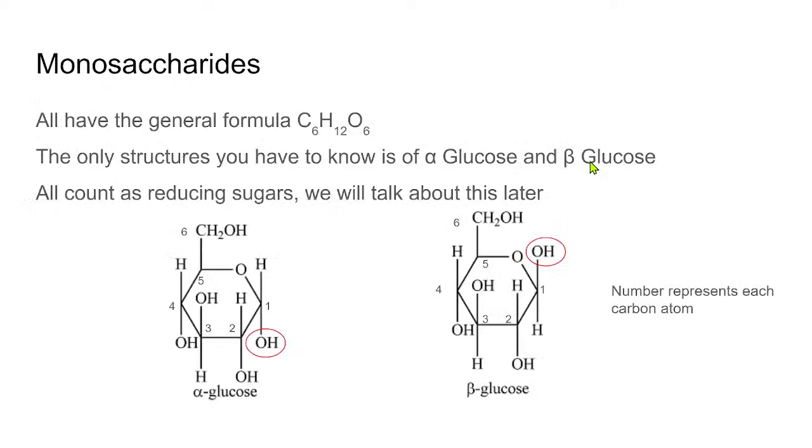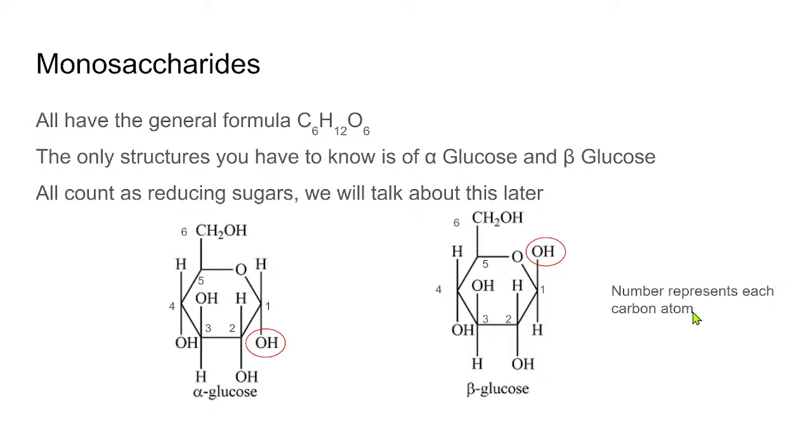But going on to monosaccharides. All of them will have your general formula of C6H12O6. And then the only structure you have to know, the drawn out structure, is of alpha and beta glucose. You can see them here. So that's your alpha glucose and that is your beta glucose. The only big difference is the position of your OH. On the alpha glucose, it's on the bottom, and on the beta glucose it's on the top. This will come in when we talk about polysaccharides later.